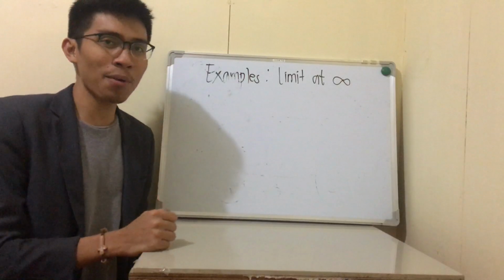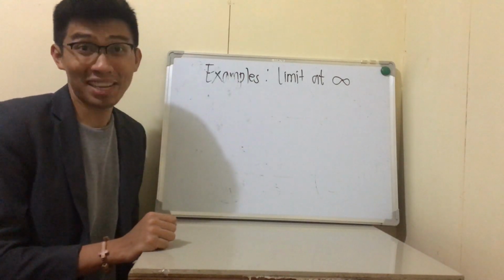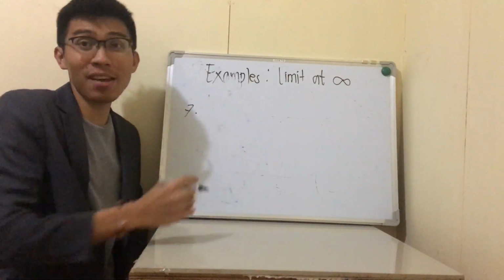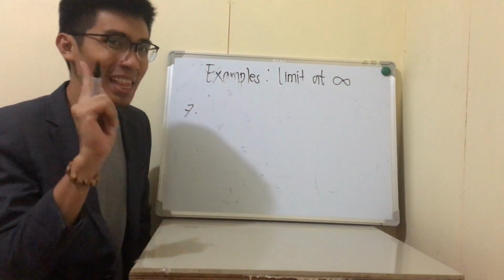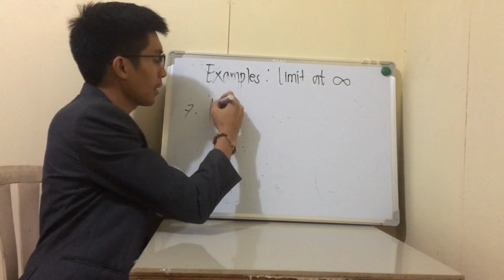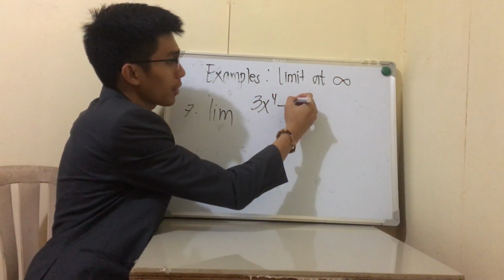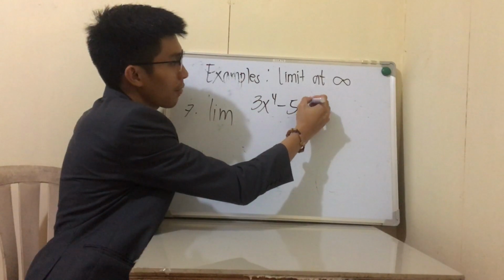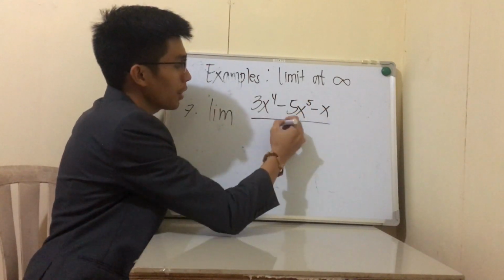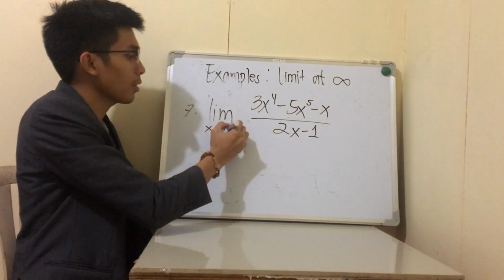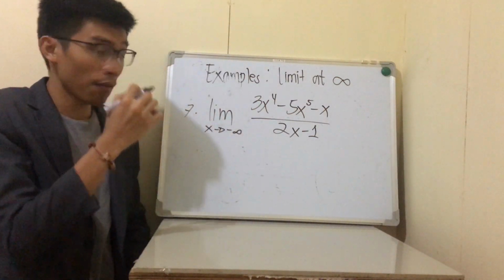Okay, we're down to example number 7. Lots of examples in this video, so let's proceed to example number 7. What if your function looks like this? The limit of 3x^4 minus 5x^5 minus x all over 2x minus 1 as x approaches negative infinity.